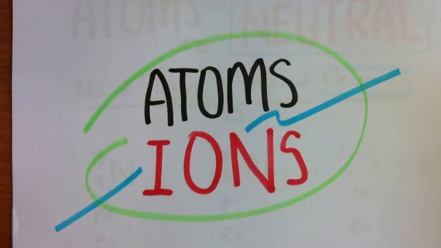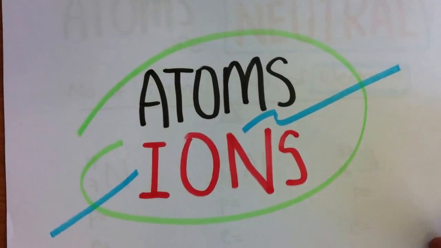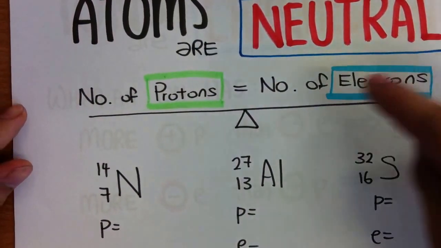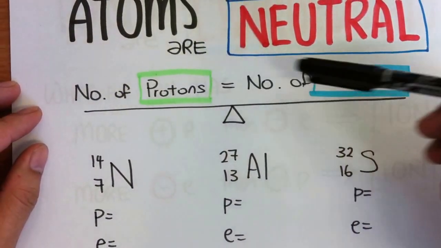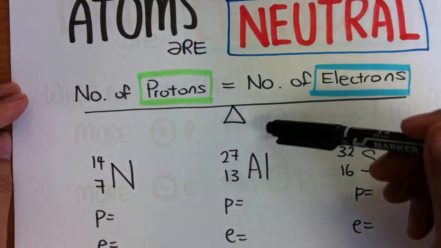Okay, the next topic is on atoms and ions. Basically, what's the difference between atoms and ions? Atoms are neutral particles. The total number of protons and the total number of electrons are the same.